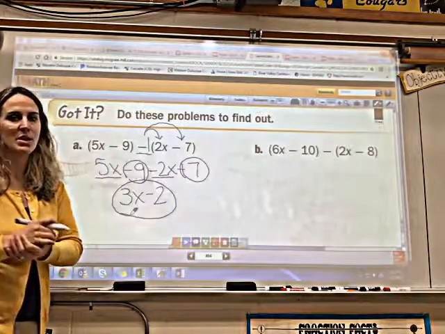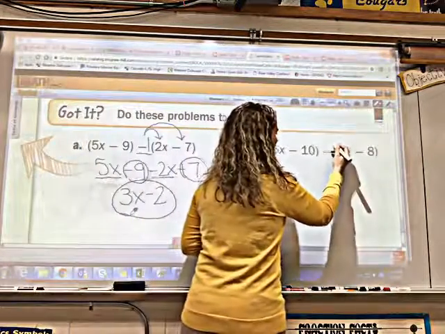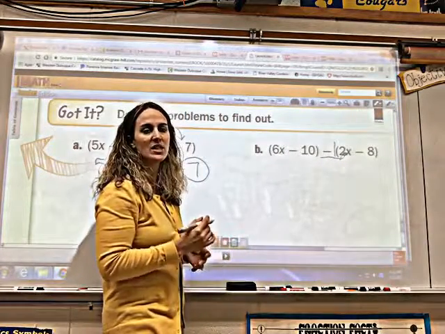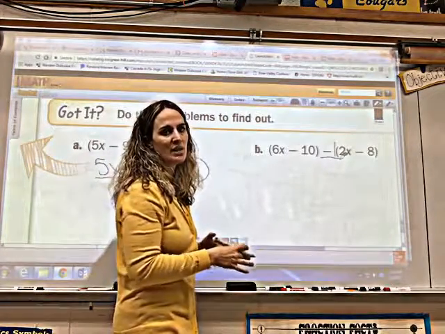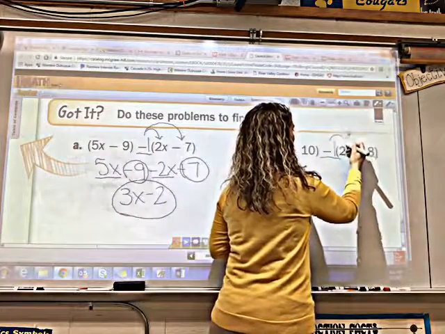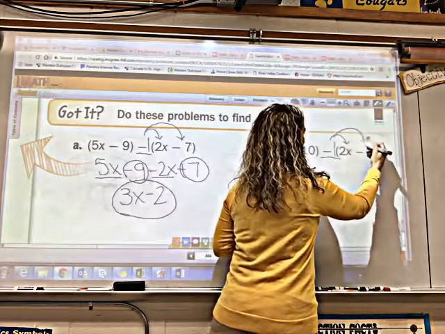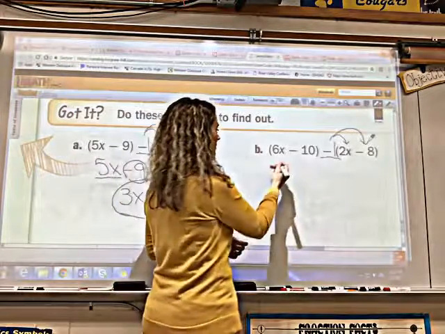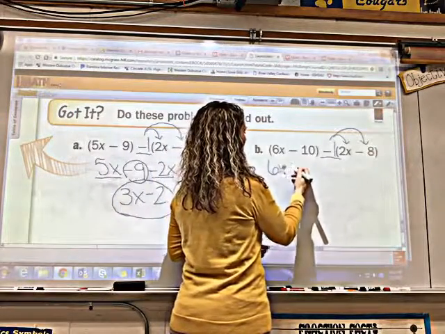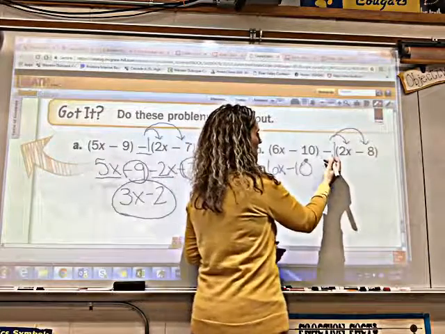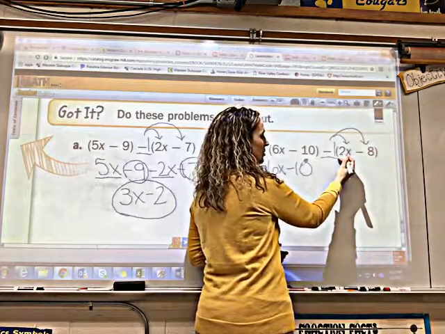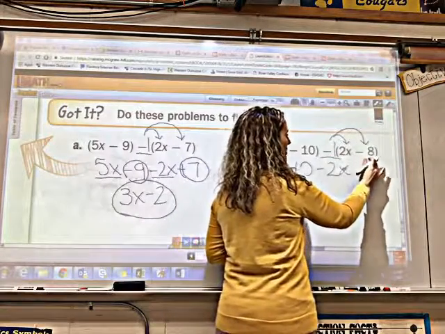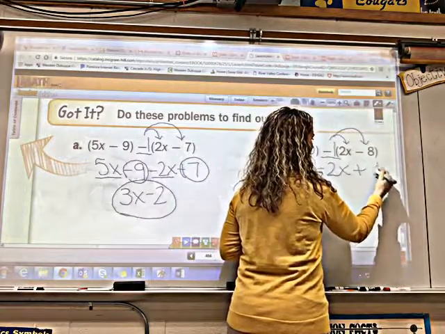Okay, let's take a look at letter B. Again, right away, drawing that 1, so it ends up being a negative 1. If you need to underline the negative 1, please do that to help you. Same thing, if you need to draw your arrows to make it easier to remember what you're multiplying, please feel free to do that. I have 6x minus 10. Then I'm taking negative 1 times 2x, which would be a negative 2x. A negative 1 times negative 8 would be a positive 8.